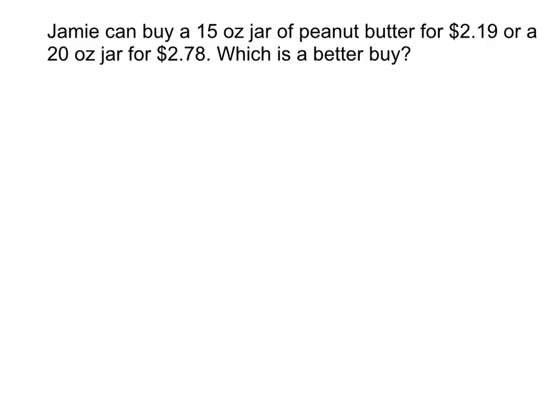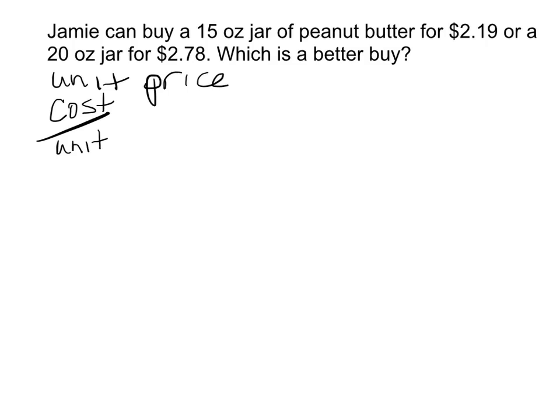All right, here's a very common type of problem as well as a very real-life type of situation. Jamie can buy a 15-ounce jar of peanut butter for $2.19 or a 20-ounce jar for $2.78. Which is a better buy? Well, it makes sense in this situation to look at our unit price. Unit price. Remember, unit price is the comparison of cost to unit. So it makes sense here to look at how much money we're going to pay per ounce, because if we want the better buy, we want to pay less money for each ounce that we're going to get.